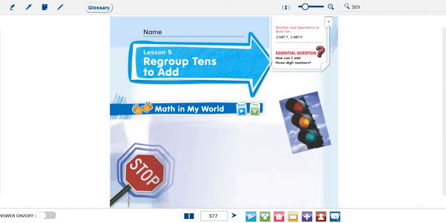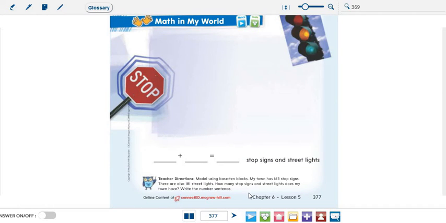Our lesson today is lesson number 5 from chapter 6, Regroup Tens to Add. In this lesson, we are going to learn how to regroup tens if needed when we add two-digit numbers. Let's start with this story.